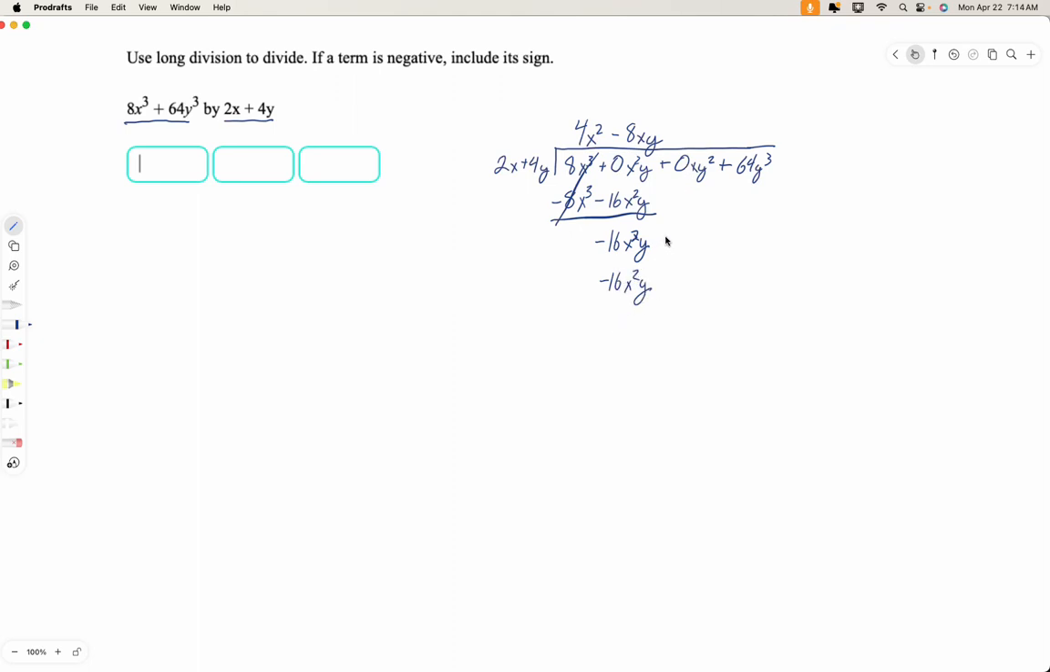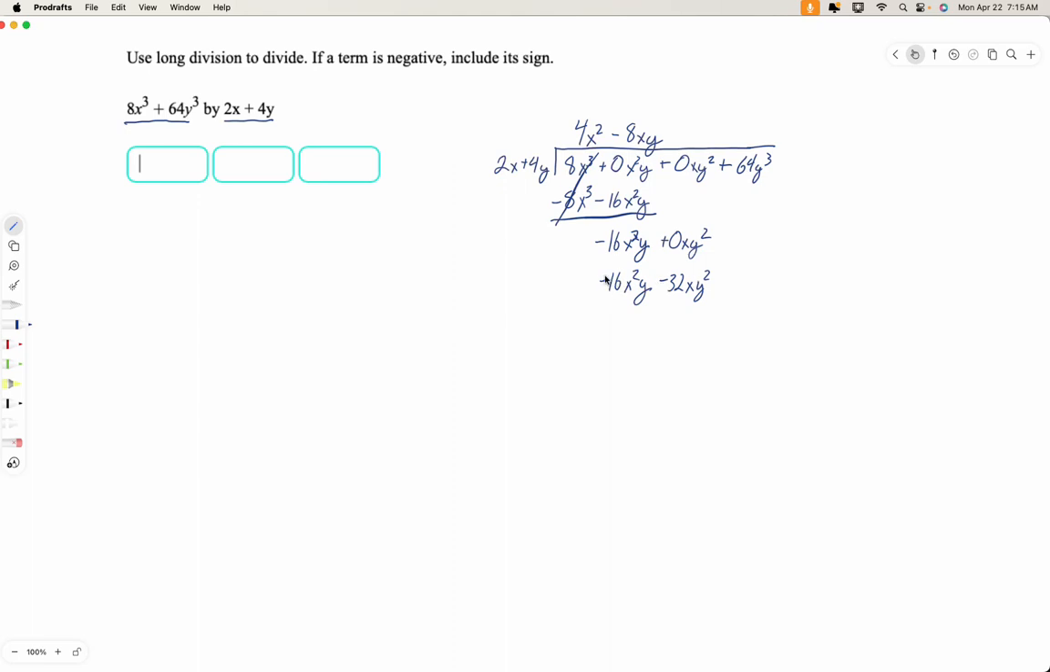I'll bring down my other term just for a placeholder. That's all it's good for. And I'm going to multiply this times my second term in my divisor. 4 times 8, that's going to be a negative 32xy squared, because y times y gives me y squared, and I have this x here, so that's where we get that from. So you can see now why we use these placeholders, so we know we have a position for this multiplication by the y term.